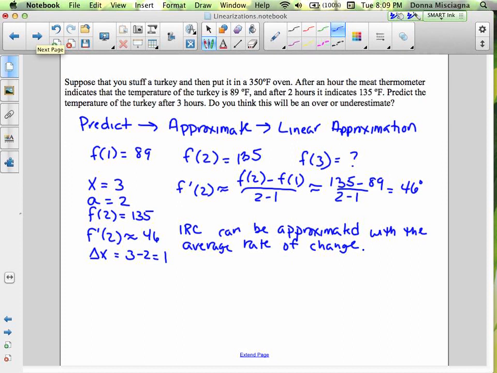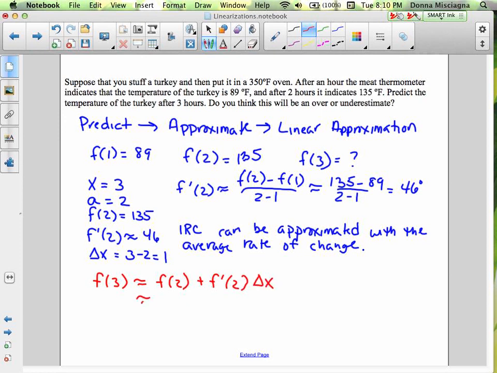So now what looked like, maybe when you saw that problem, you thought, oh my gosh, that's really hard. I don't know what to do. But using a linear approximation model and approximating our instantaneous rate of change with our average rate of change, now you see this problem's not so bad after all. So f of 3 is approximately going to be f of 2 plus f prime of 2 times the change in x.